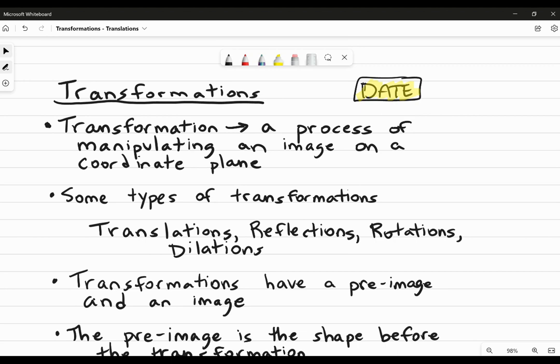So in this video, we're going to take a look at transformations. First off, let's define it. A transformation is a process of manipulating an image on a coordinate plane. So when I say manipulate, I mean you're either moving or somehow changing that image on the coordinate plane. And there are a couple of types of transformations that we're going to study in this course. We're going to look at translations, reflections, rotations, and dilations.